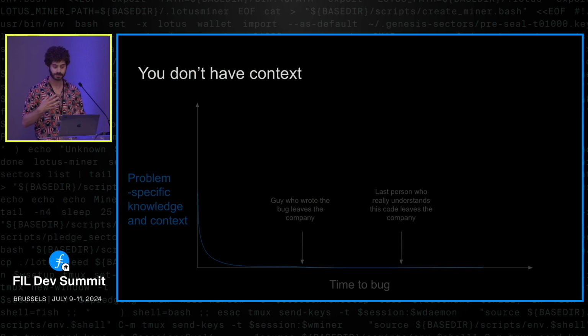And again, if you wrote the problem, it's one thing. If the bug is from somebody else's code, it's worse. If that person isn't around anymore, it's even worse. If everybody who really understands this code is gone, it's very bad. So the longer it takes to find a bug, in general, the worse this context problem is going to be.